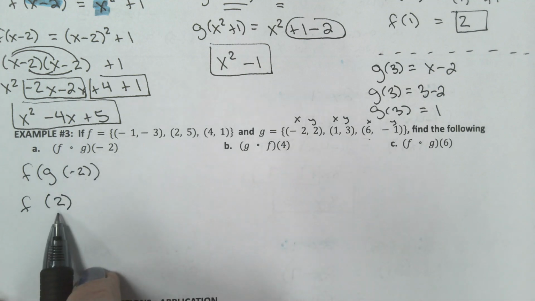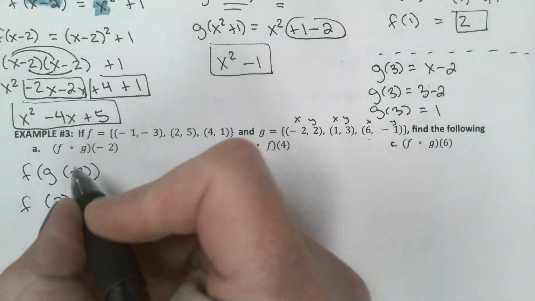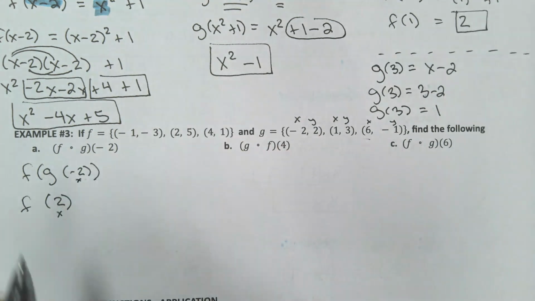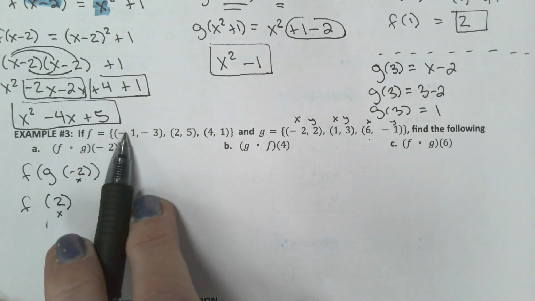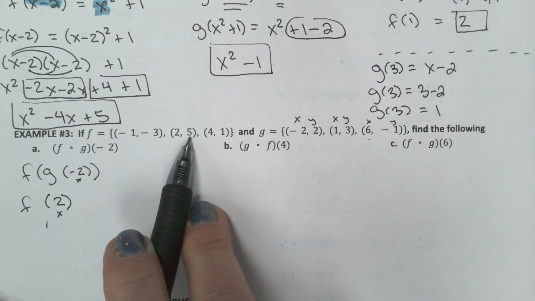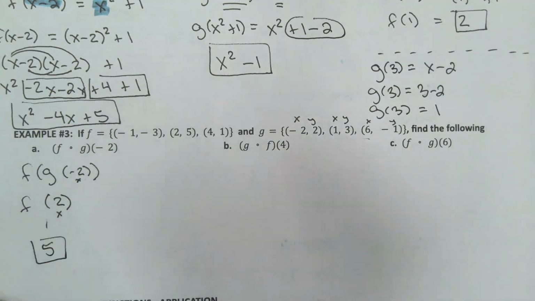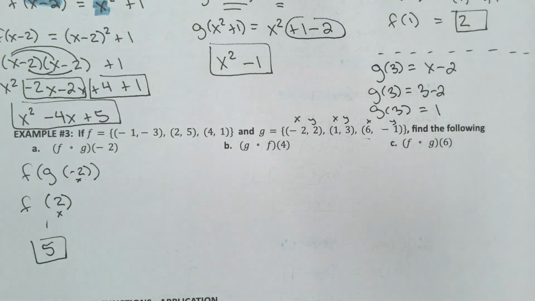You have to always remember, the inside number right there is your x value. So now move over here to your f function, and when x is 2, the answer is 5. I know these are kind of weird. They take a lot of practice.